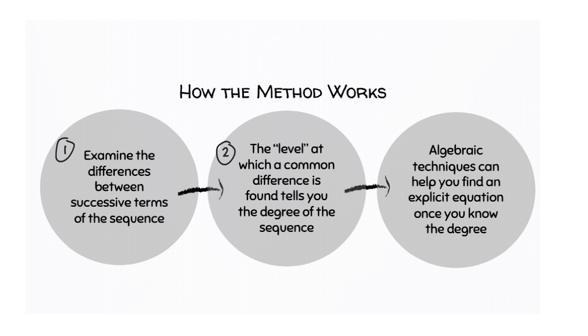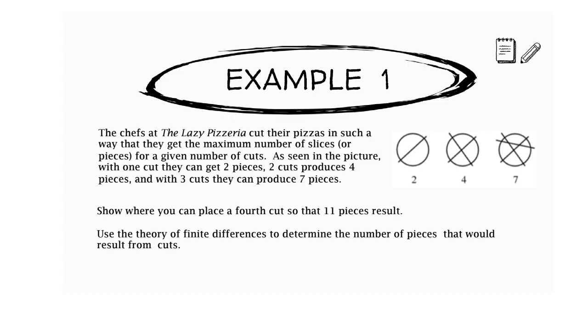If you have to go to the third level, it could be a cubic sequence. Of course, sometimes you'll never find a common difference, and that just tells you that it's not a polynomial sequence, because the method works specifically for any polynomial: quadratic, cubic, fourth degree, and so on. Our third step is to go back to old algebraic techniques that we've learned previously and that we can review to help you find an explicit equation once you know the degree of the sequence. Let's see it in action.